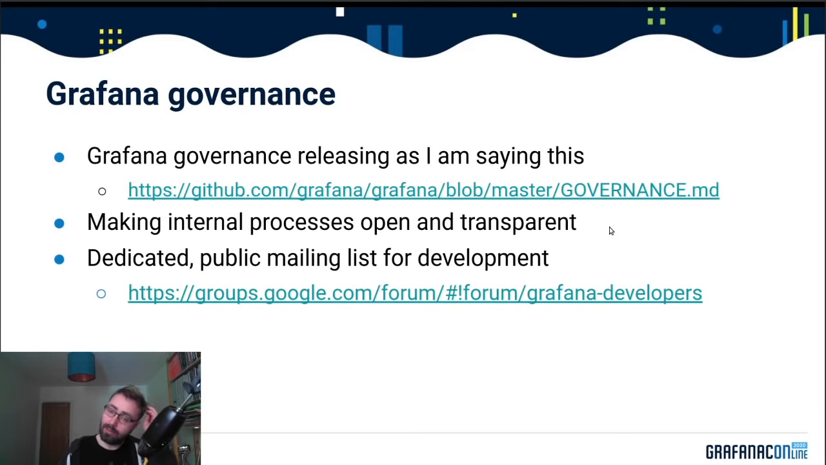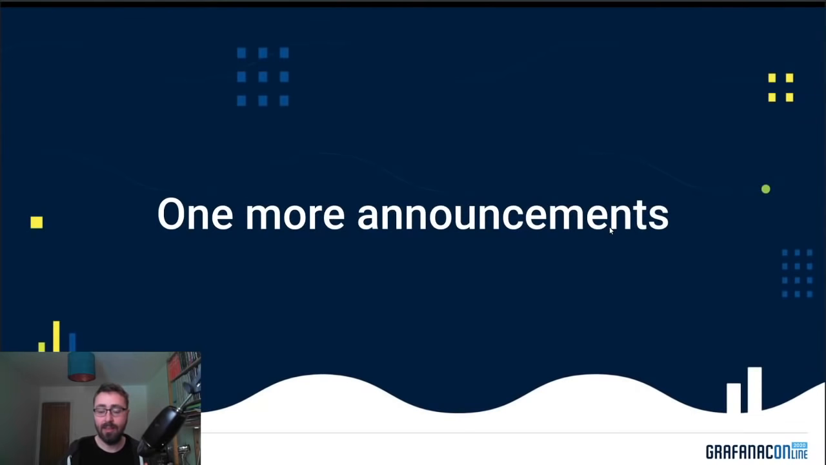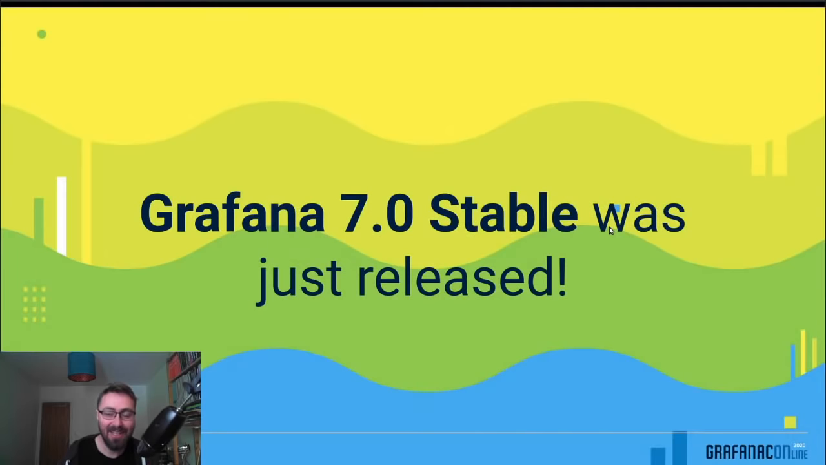Another thing I want to cover here is the fact that Grafana 7.0 is released today, and the stable version is available. I think it was published just a few minutes or maybe an hour or so before this talk. So it's available. You can download it right now.